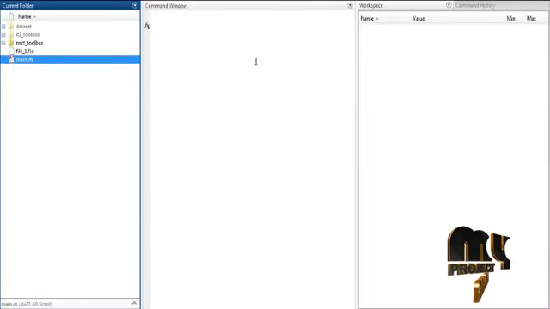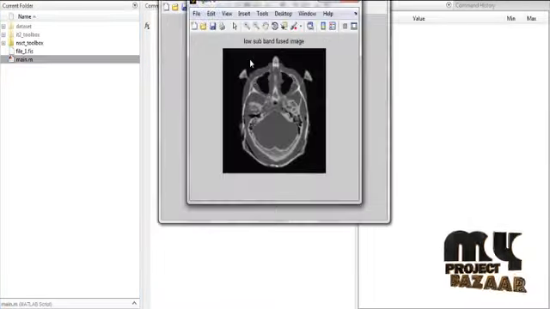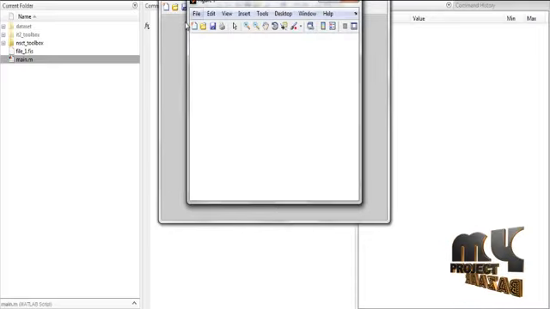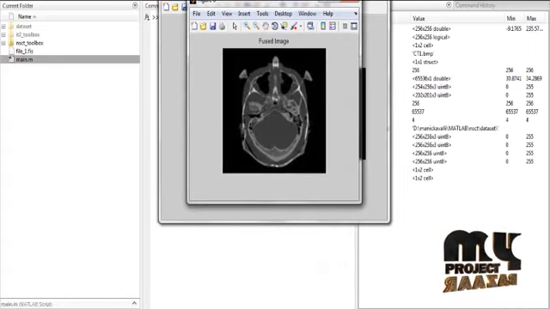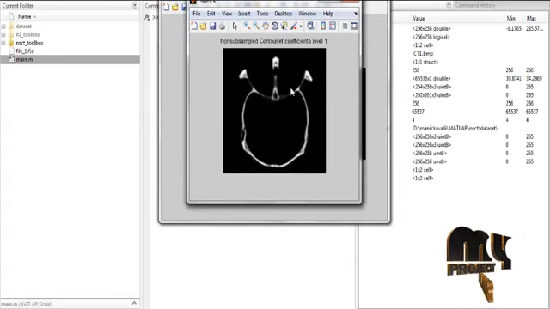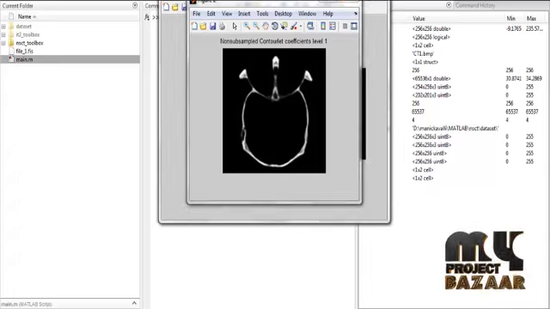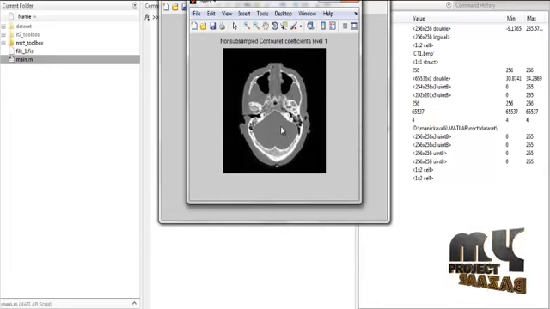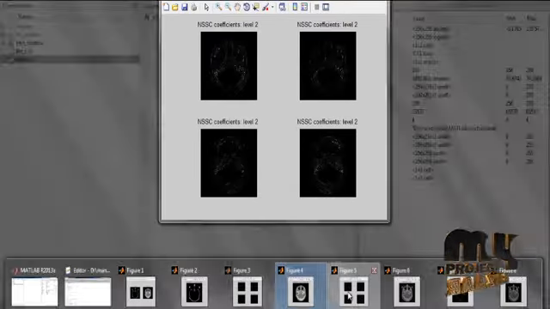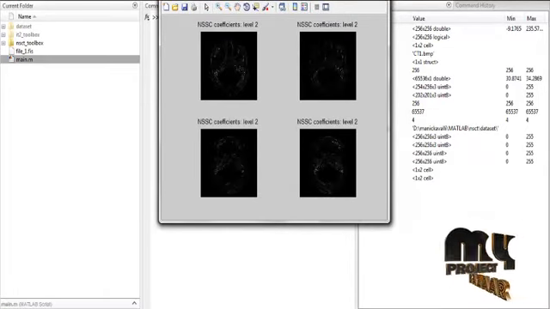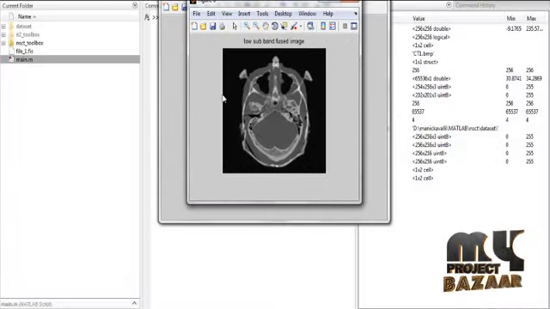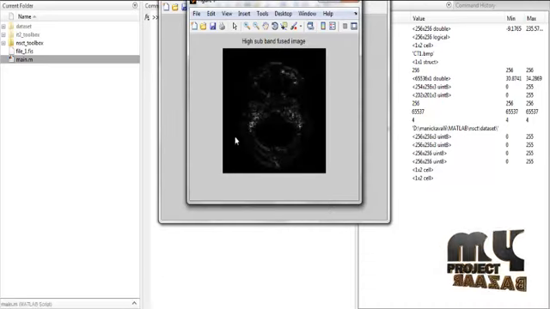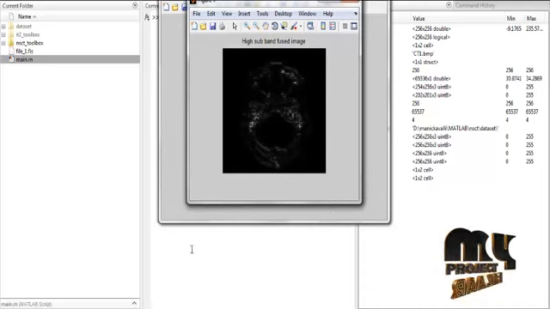The input images are processed, and we get many outputs. These outputs are all related to our flow diagram. Figure 1 is the input image and figure 2 is the non-subsampled coefficient level 1 for image 1. Figure 3 is level 2 for image 1. Figure 4 is level 1 for image 2. Figure 5 is level 2 for image 2. Figure 6 is the low subband fused image of both images. And figure 7 is the high subband fused image for both images.